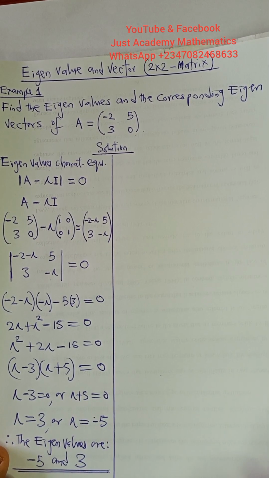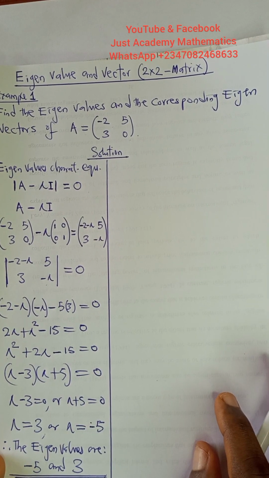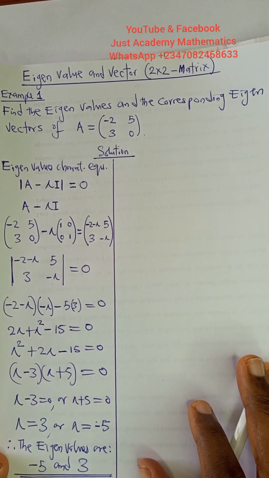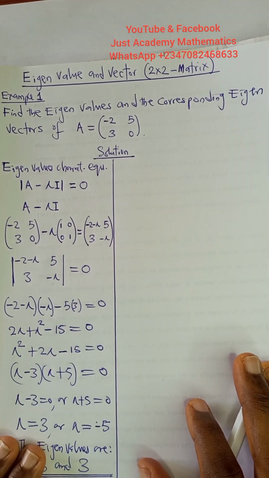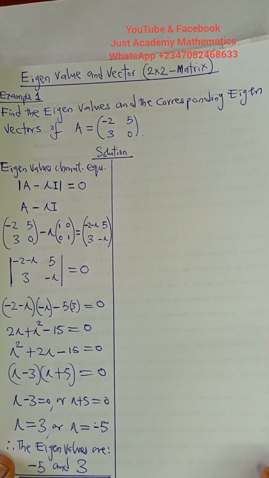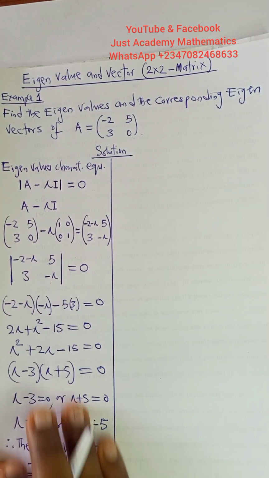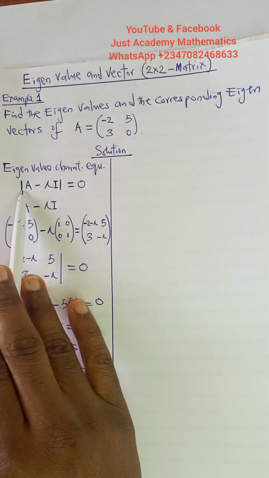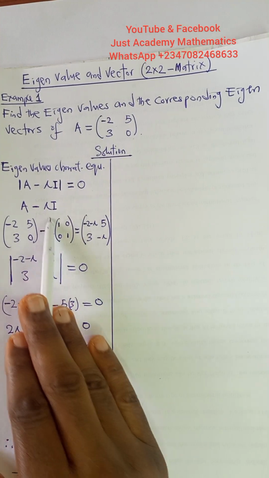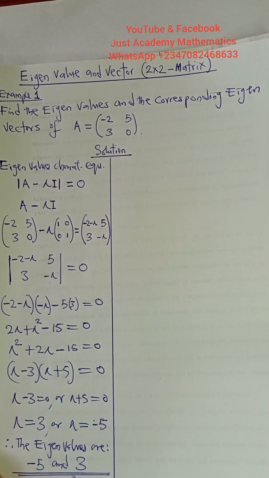Now, the confusing part is eigenvector. Most students get confused with eigenvector. So we're going to be taking on eigenvector now. I believe this is very clear. So this one is simple. Just remember this characteristic equation, then you solve for lambda to get your eigenvalues. I get what I'm saying?